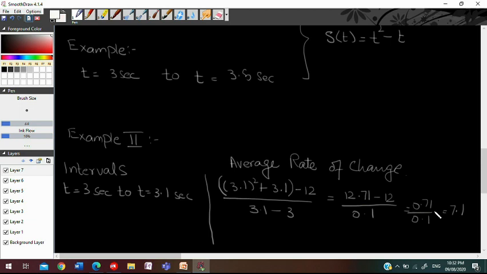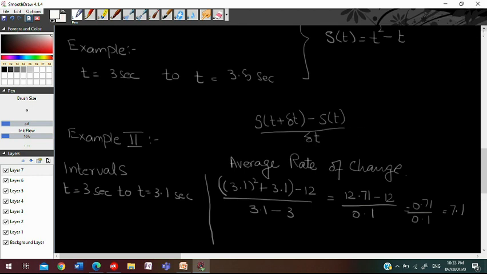Now this is the first interval 3 and the second one is 3.1, and we have calculated this time. Actually in this case we are using this formula, S of t plus delta t, this is the actual time plus a small difference of time, minus S of t, divided by delta t.